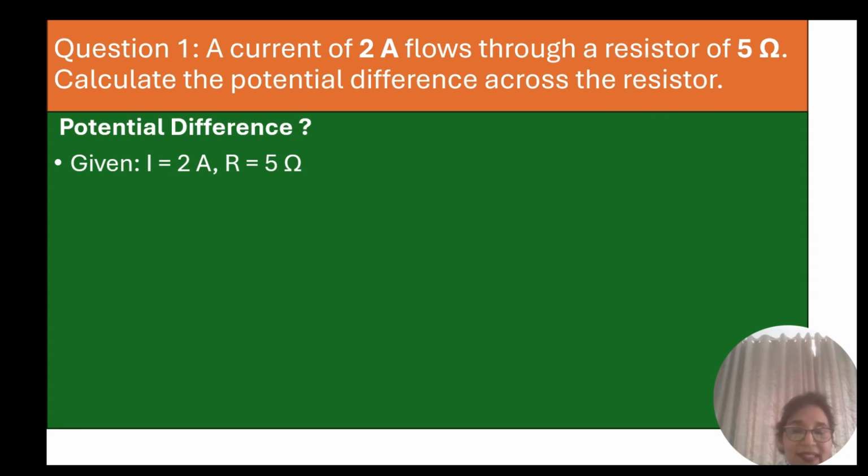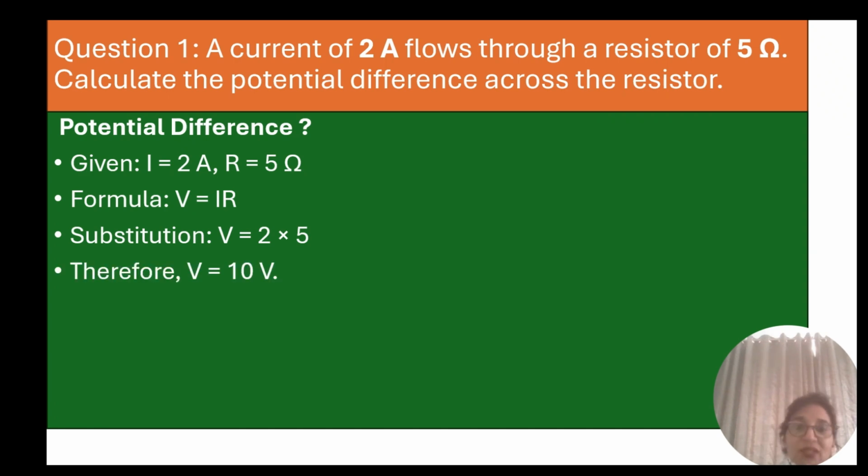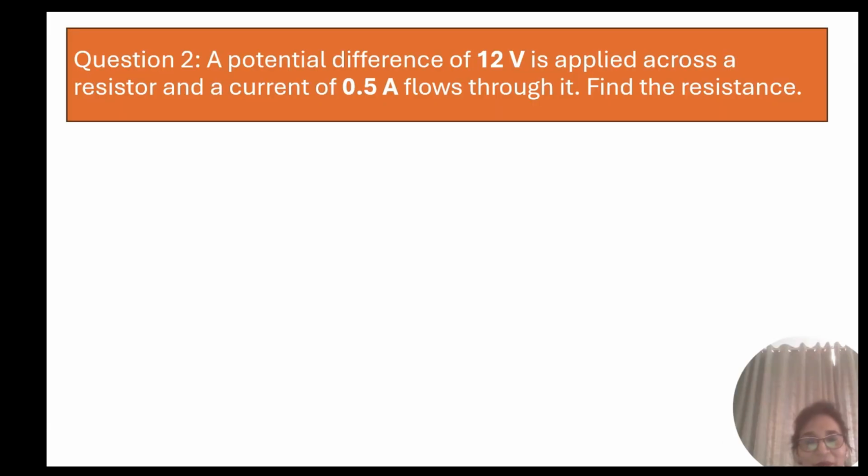What is the resistance here? It is 5 ohm. And the formula which we all know is V is equal to I into R. Now, when you substitute, V is the voltage, I is the current, R is the resistance. So you get 2 into 5, which is 10 volt. Clear to you? Let's understand question number 2.